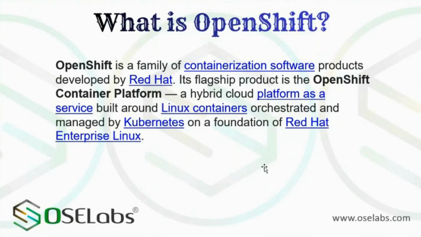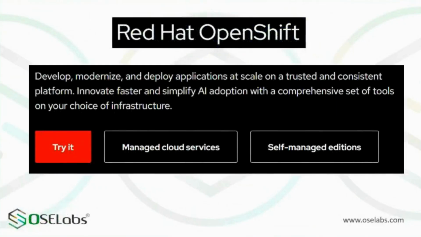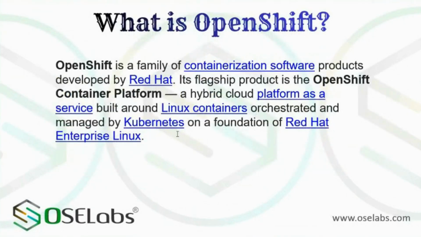PaaS is something that will provide the applications, right? So that is what our basic understanding should be. But it is orchestrated and managed by Kubernetes. So OpenShift is actually a wrapper for Kubernetes. It is completely using the Kubernetes code. So it would be very helpful. This OpenShift would be very helpful for enterprise customers.